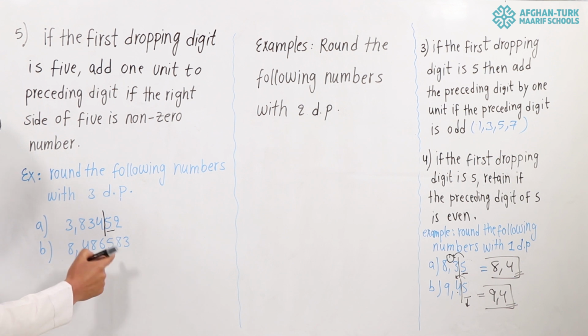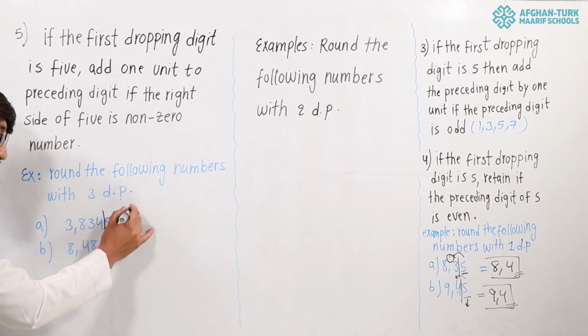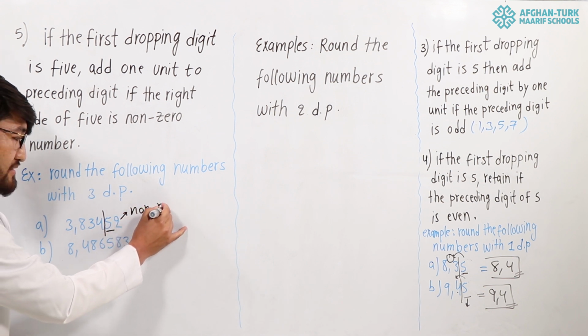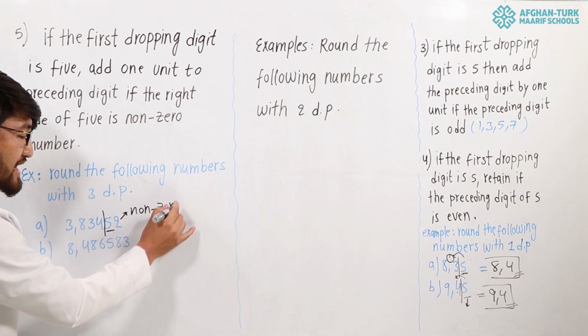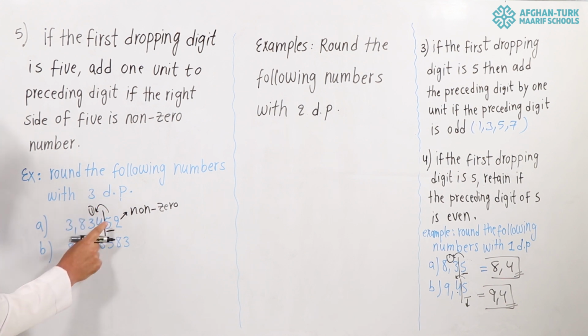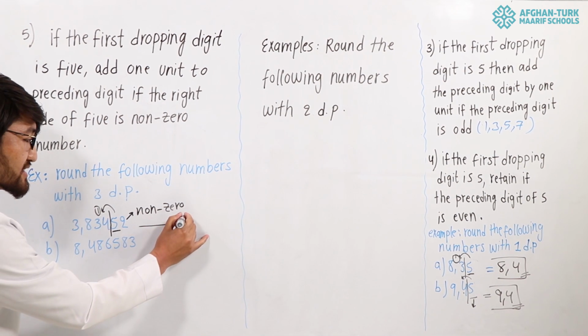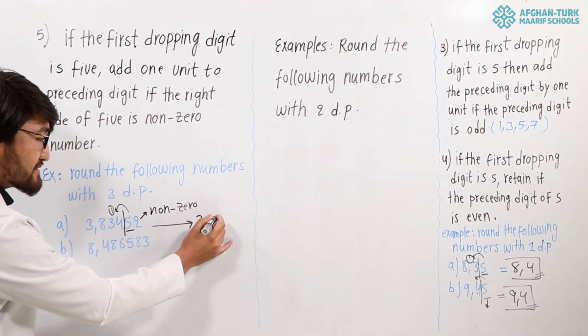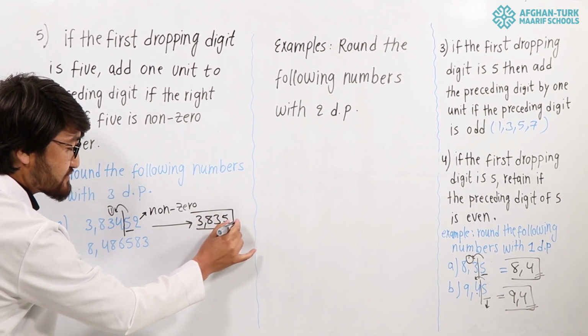Or drop the others. You see the dropping digit is 5. The right side of the 5 is what? A non-zero number, which is 2. We add 1 unit to the preceding digit. What's the answer? Okay, tell me guys. 3.834 becomes 5. This is our answer.